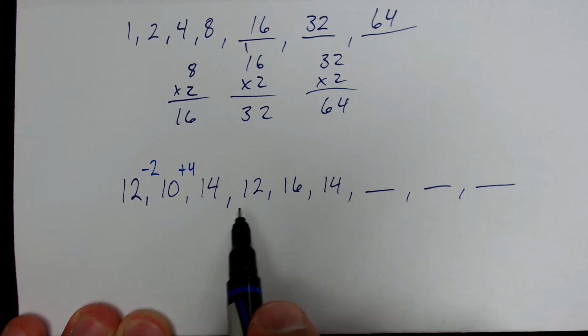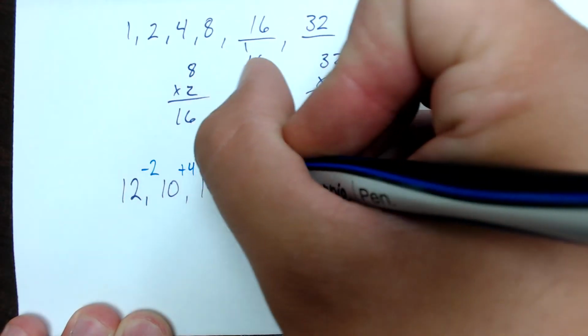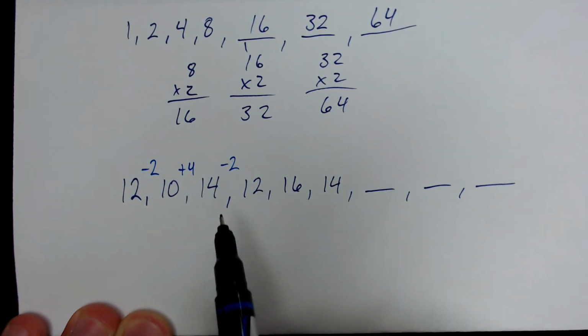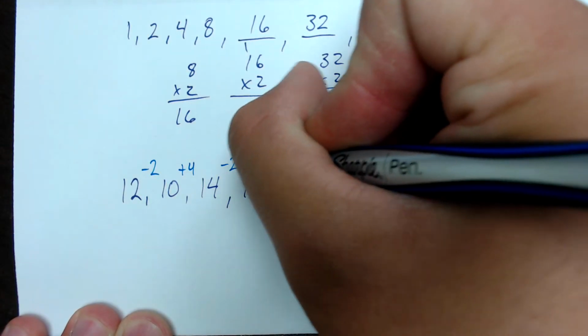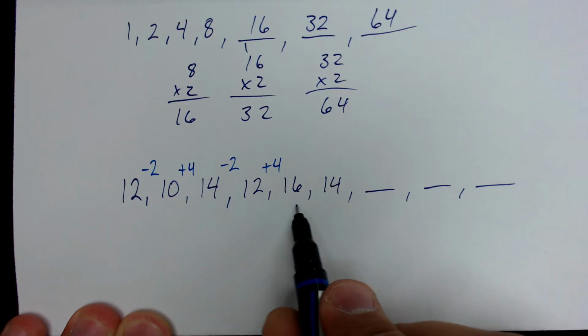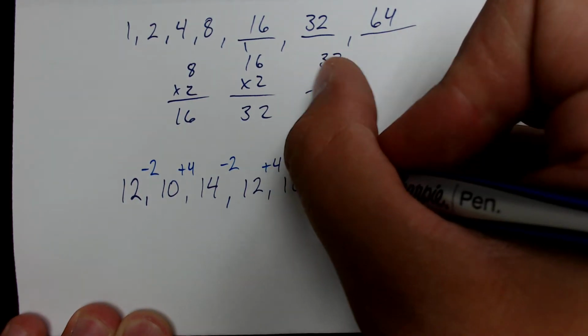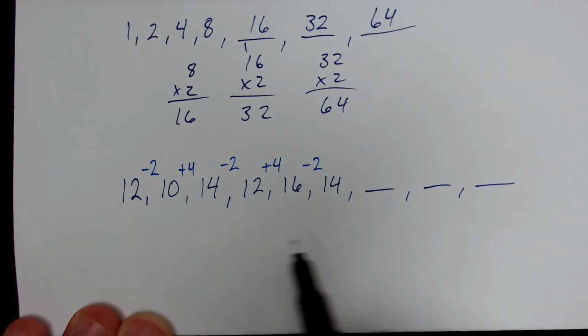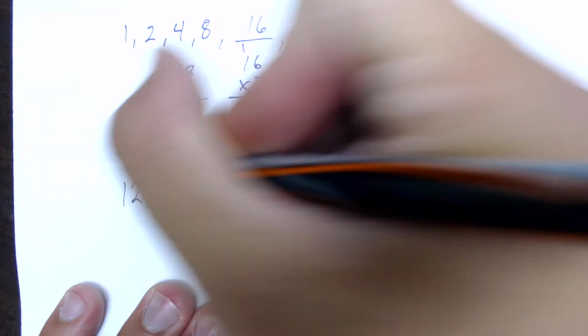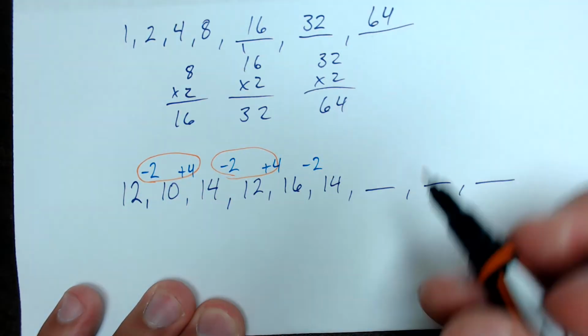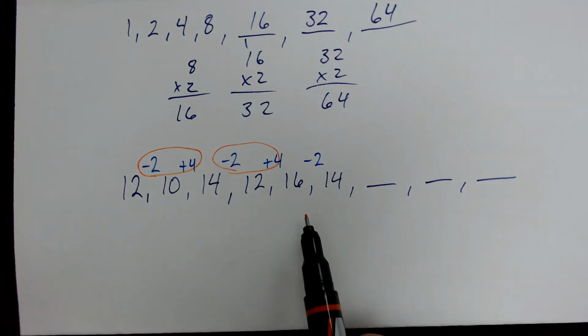How did we get that number? It looks like we subtracted 2 again. And then if we go from 12 to 16, the only way we could get that is if we added 4. And then from 16 to 14, they subtracted 2 again. So this sequence is actually a pair of sequences. The pair of sequences would be subtract 2, add 4. Subtract 2, add 4.